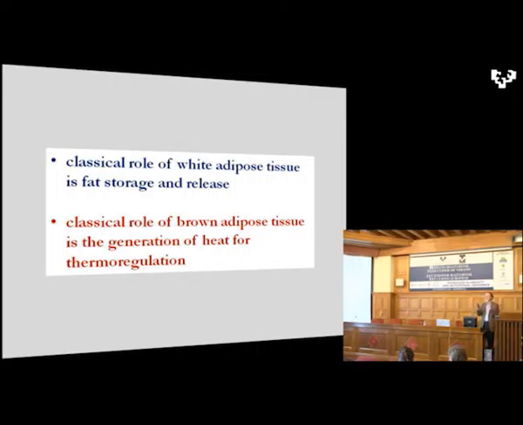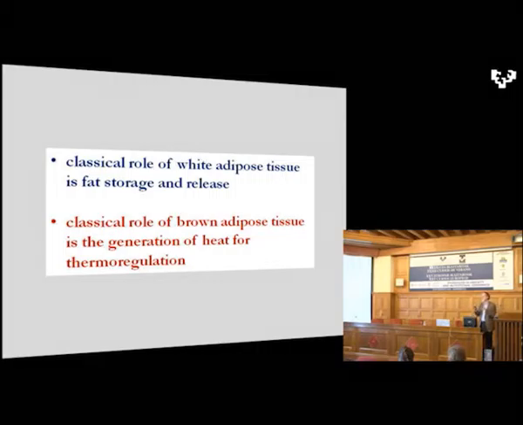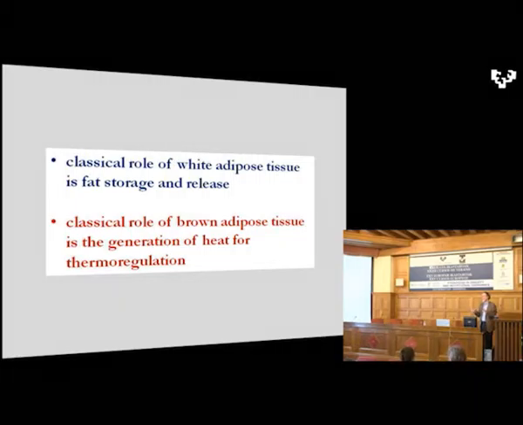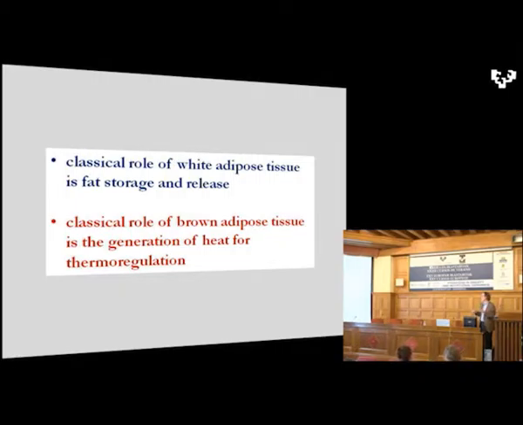And that is that classically, we think of two major types of adipose tissue, white and brown. The classical role of white adipose tissue is fat storage and release. And of course, when people talk about body fat and adipose tissue, most of the time what they're talking about is white fat. The classical role of brown adipose tissue, on the other hand, is the generation of heat.